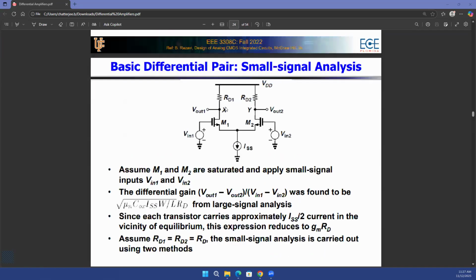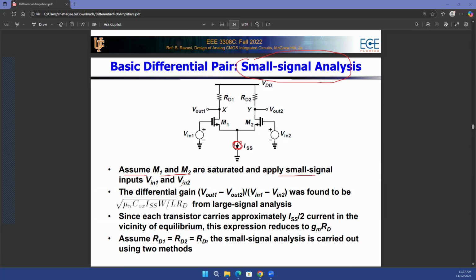So now we assume that the biasing has been taken care of. Biasing has been done. Transistors are in saturation. We only want to know what is the gain of the differential amplifier using the small signal analysis. And that's why you see that the first assumption is that M1 and M2 are in saturation. Similarly, this current source, whatever transistor that is, that's also in saturation. We have to ensure that.